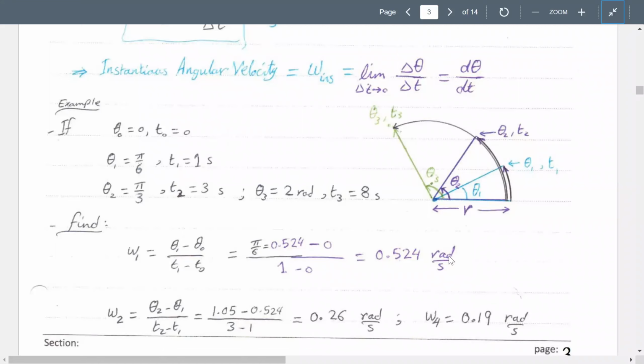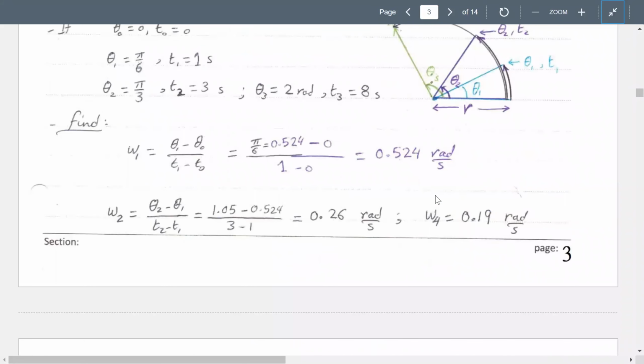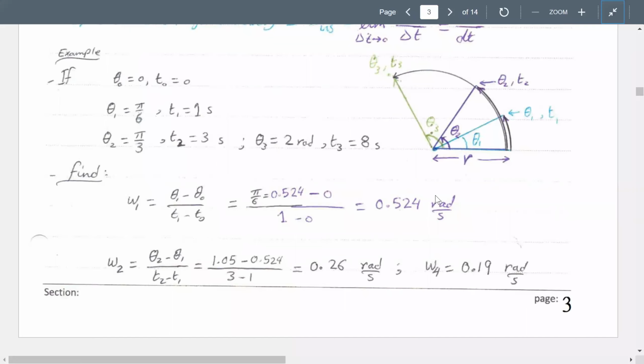For example, what about omega 4, which is from this position to this position? It will be equal to delta theta, which is 2 minus pi over 3, which is 1.105, over delta t, which is 8 minus 3. It will be 0.19 radian per second. So I can compute the average velocity between any 2 points. It is simple and not complicated. We did that before for the linear motion. Any question about this?